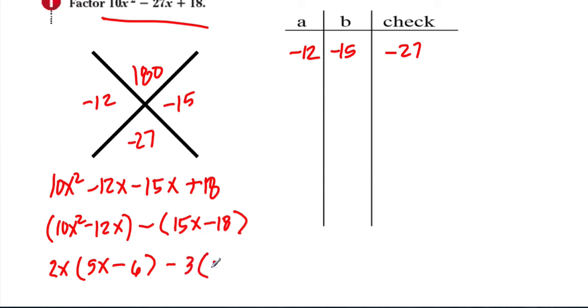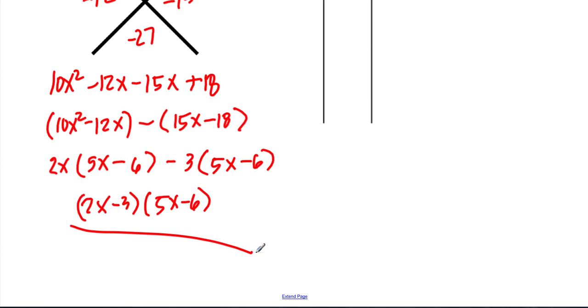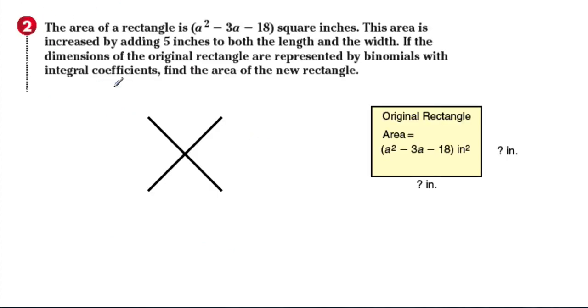This will become 5x minus 6. Using the distributive property, you now have 2x minus 3 times the quantity 5x minus 6. And this is the factored form of 10x squared minus 27x plus 18. Okay? And let's take a look at example number 2.